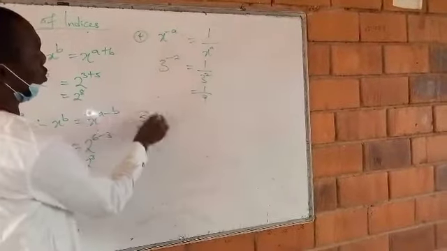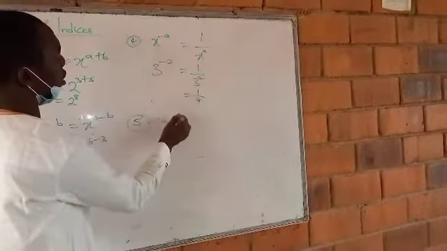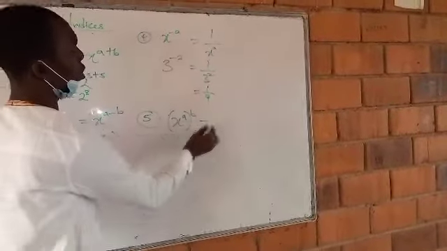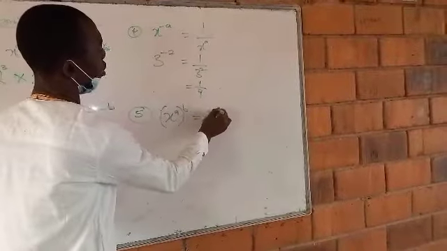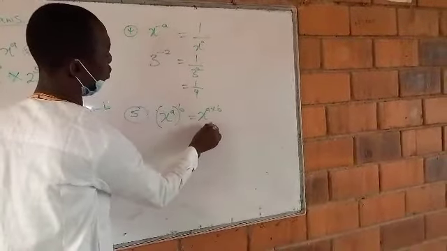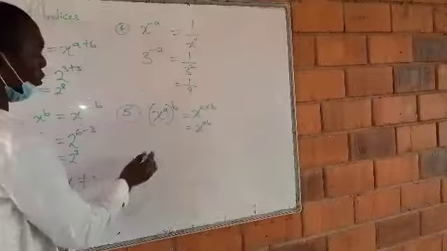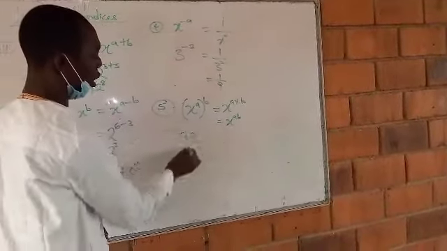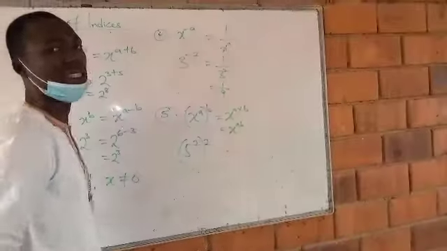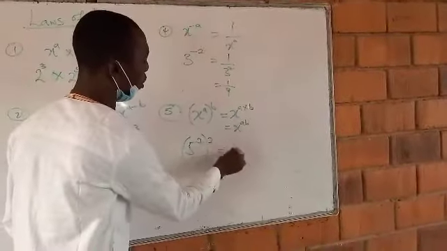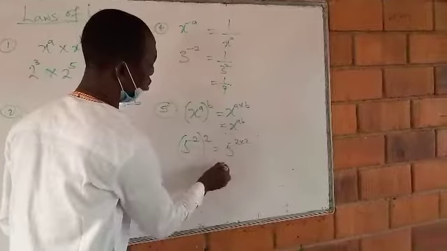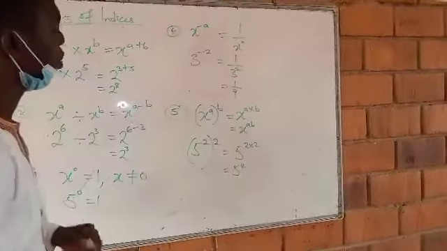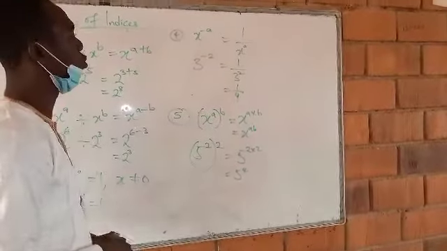Another law, x raised to the power a, raised to the power b, that will be x raised to the power a times b, which is ab. That is, if I have a number like this, let's say 5 raised to the power 2, and I'm asked to square it again, it will be 5 raised to the power 2 times 2, that is 5 raised to the power 4. So this is one of the rules.